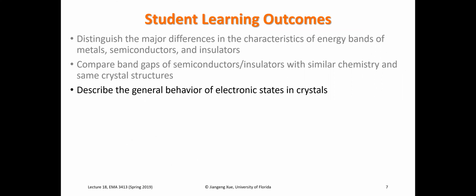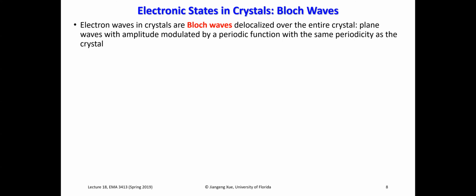So the next student learning outcome is to describe the general behavior of electronic states in crystals. We know that electrons are waves. In crystals, they are going to be somewhat close to a plane wave, but not exactly so. The waves in crystals will retain some plane wave features, but the amplitude of that plane wave will be modulated by a function that is periodic, having the same periodicity as the crystal. We call these Bloch waves. Again, these waves are delocalized over the entire crystal.